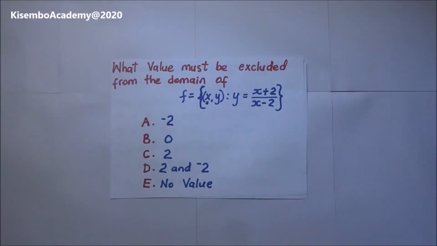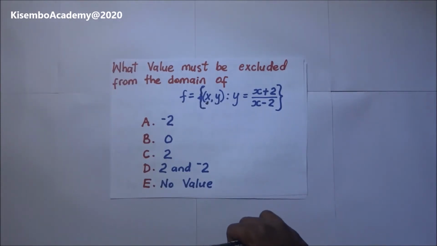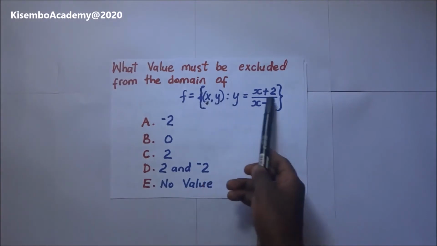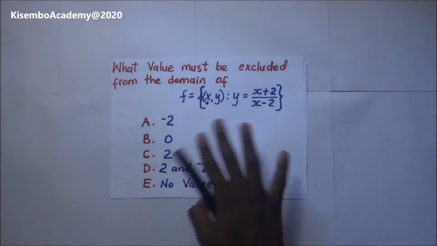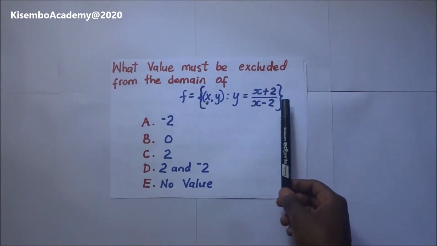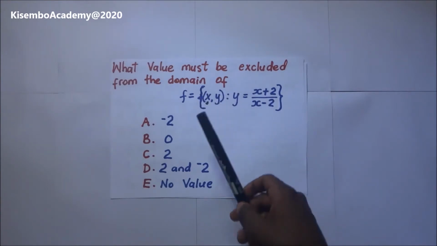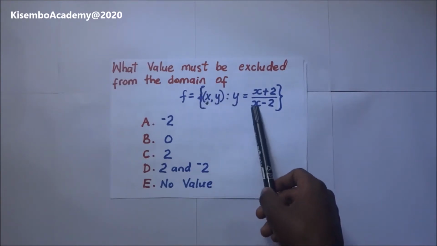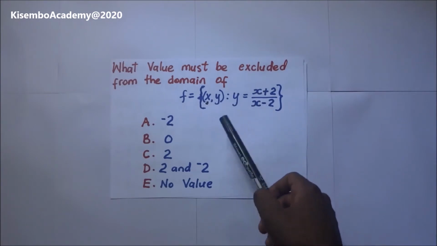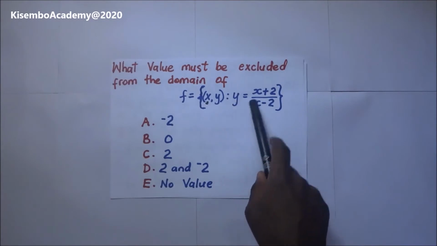We had stated earlier that unless the domain is explicitly stated, the domain is always assumed to be all real values that produce real numbers as outputs. Now, if you look at this expression, there's no rule stated that the domain is supposed to be running from this value to that value. So that rule applies here: the domain is assumed to be all real values that produce real numbers as outputs.